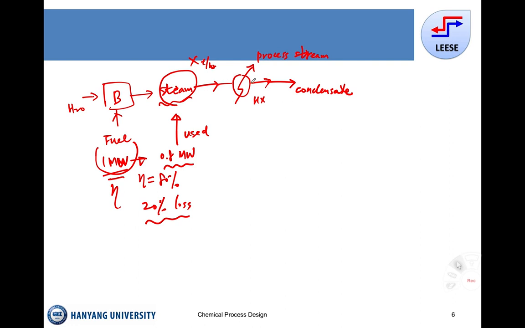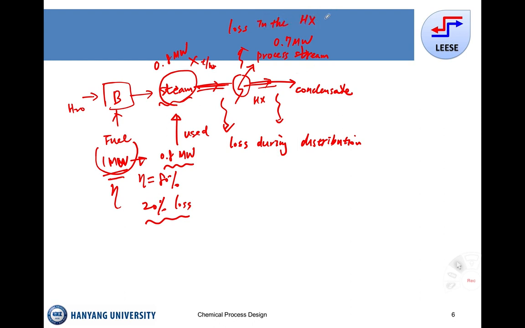So we need to provide the heat. Let's say this is equivalent of the 0.8 megawatt. Then we need heating for, let's say, 0.7 megawatt. Then during the transportation and the distribution, there might be some loss during distribution and might be some loss in the heat exchanger.